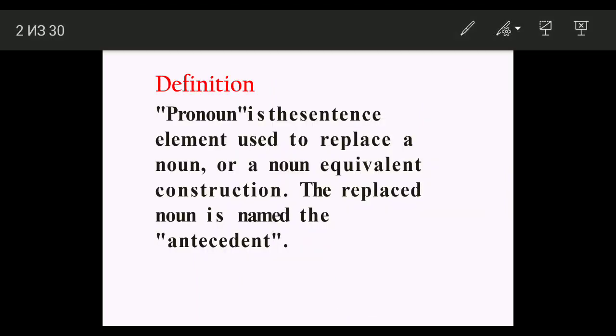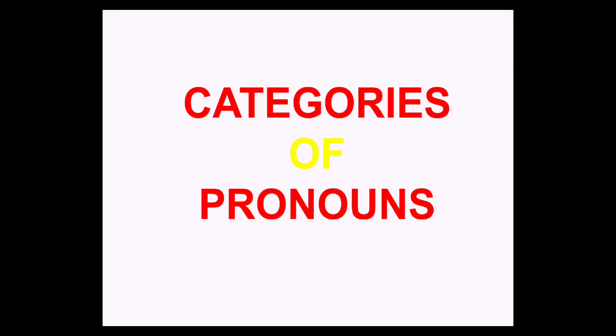Definition. A pronoun is the sentence element used to replace a noun or a noun equivalent construction. The replaced noun is named the antecedent. Categories of pronouns.